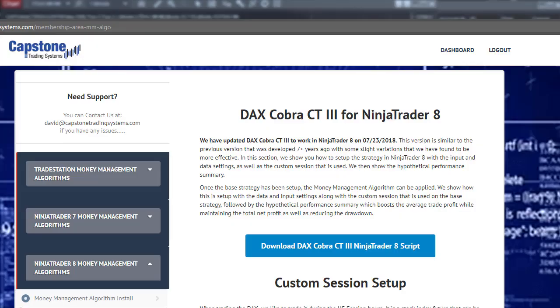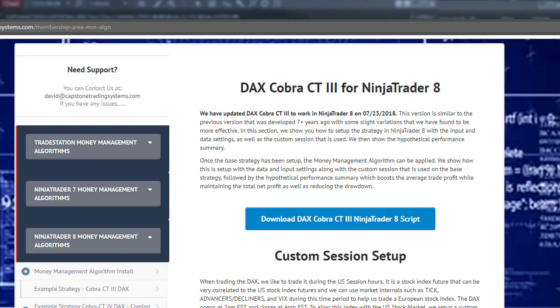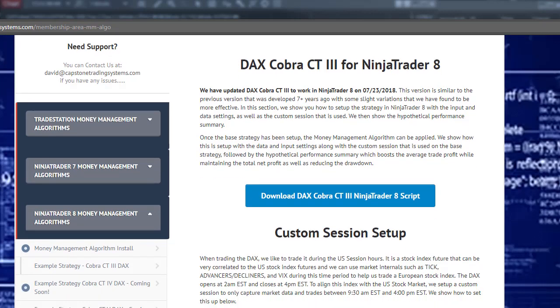I want to take a look at the NinjaTrader 8 Cobra CT3 DAX. Happy to announce that it's been added to the membership area. If you have the membership area, you know what this looks like. If you don't, this is a preview of the membership area.